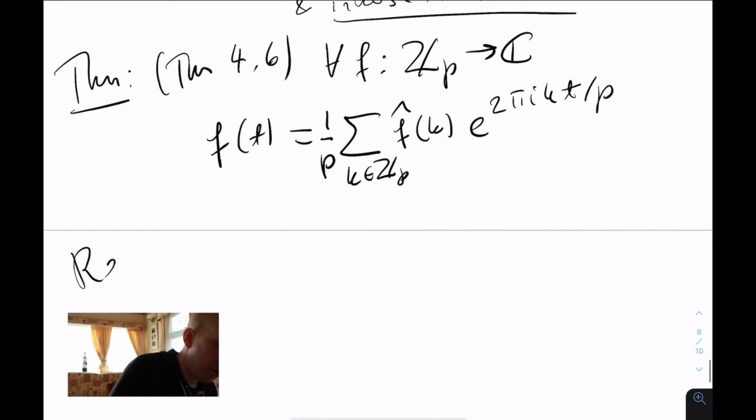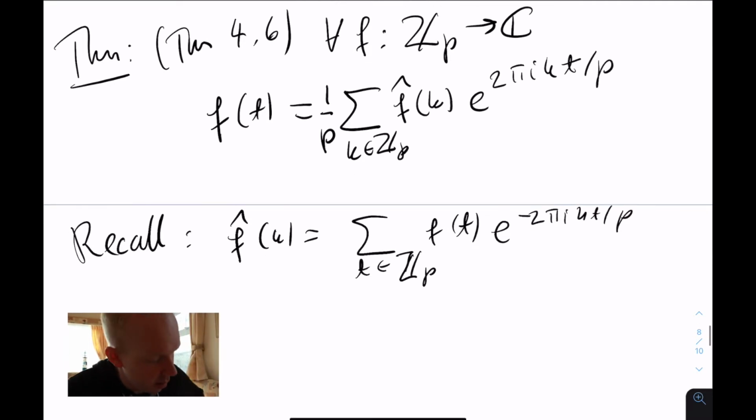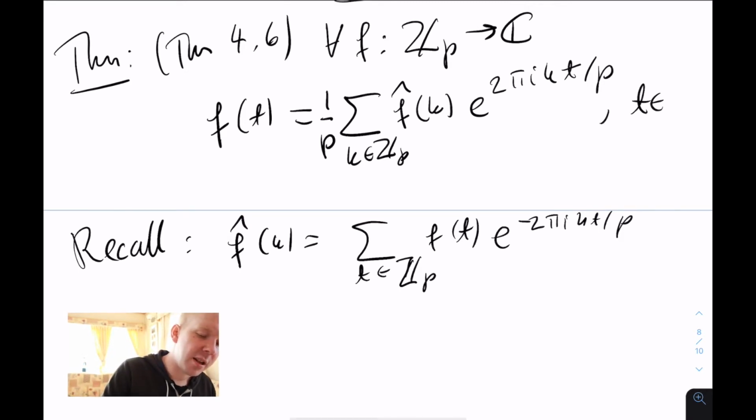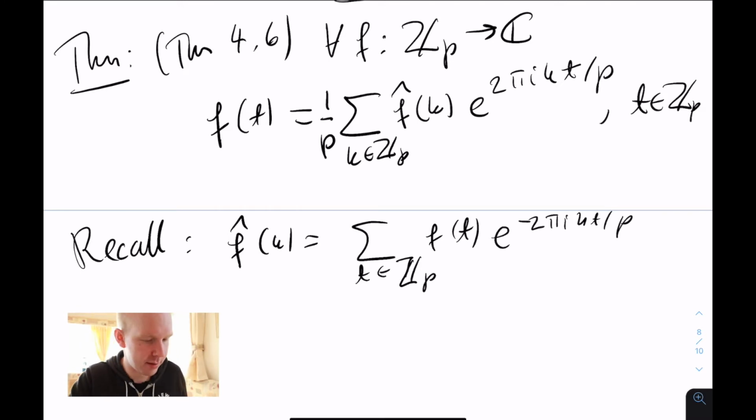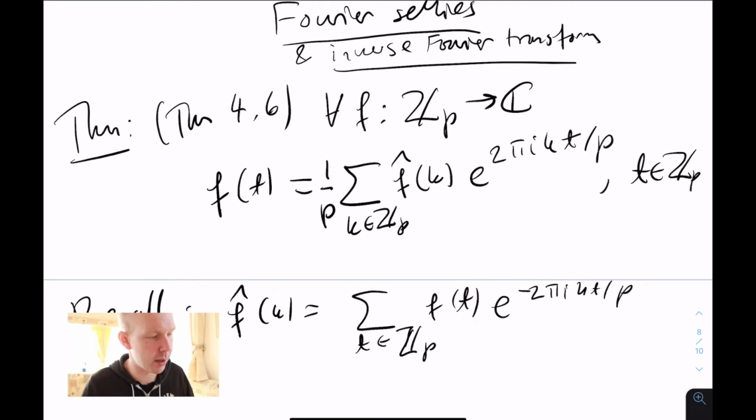So recall that the Fourier transform at k was given by the sum over t in Z_p of f(t) e to the power minus 2 pi i k t over p. So using these coefficients, you can actually write every function on Z_p this way. No matter what the function is, you don't have any issues about how nice your function is. It doesn't matter what function you use. You can still always do this computation.